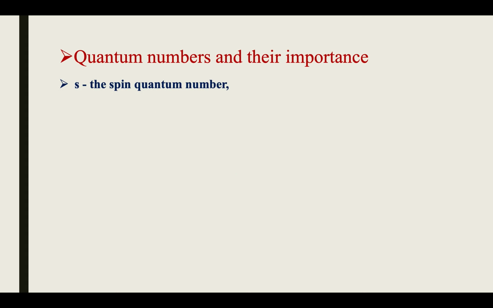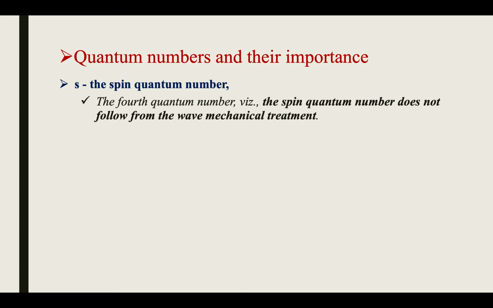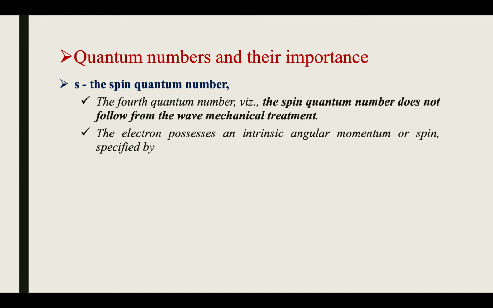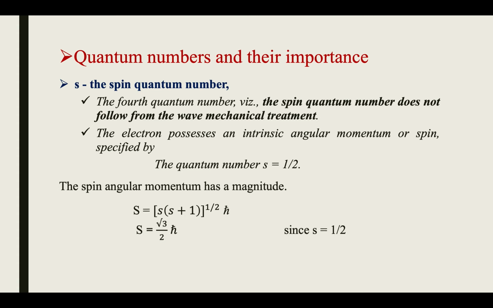Now the fourth quantum number is s, the spin quantum number. The spin quantum number does not follow from the wave mechanical treatment. It is independent of the wave mechanical treatment, but it is there. The electron possesses an intrinsic angular momentum, or a spin, specified by the quantum number s equal to half. The value of s is always half.